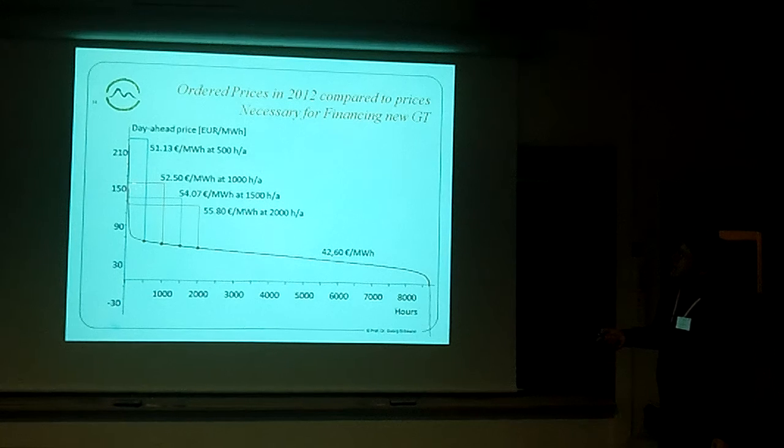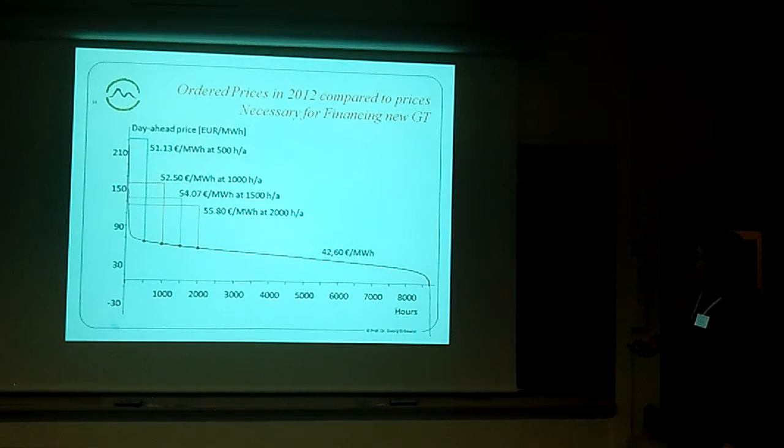So that means this is the minimum price, and then the price drops here, and it follows this curve, which in 2012 would be 46. So that would mean if you average, you get a price of 52.50. That means that would be the average price of the day-ahead market in order to finance a gas turbine which should be operating at least 1,000 hours.